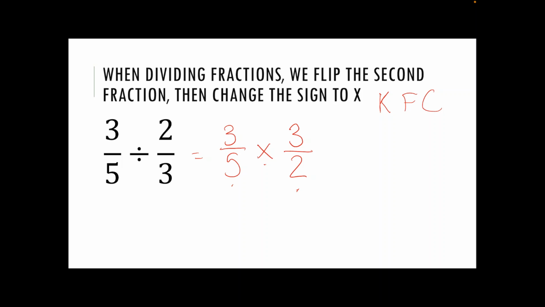Now we are multiplying just like we did before, so 3 times by 3 is 9 and 5 times by 2 is 10. We always double check if we can simplify. 9 and 10 are not in the same times table, so we are good to go with our final answer there.